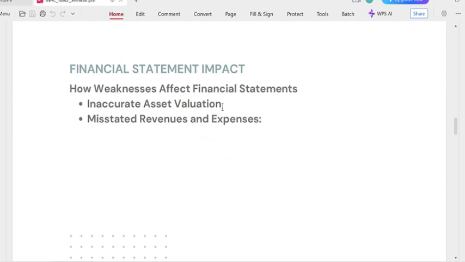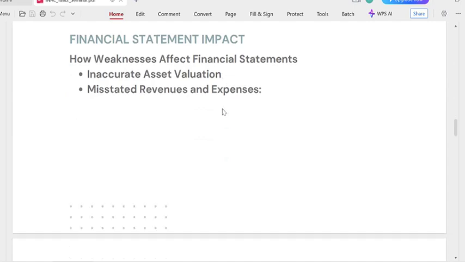So first thing we are going to talk about is the financial statement impact. So how a certain weakness affects financial statements, right? How many financial statements we have, and what is the purpose of financial statements? Quickly, I'm just going to skim through because I assume that most of you already know about this information.